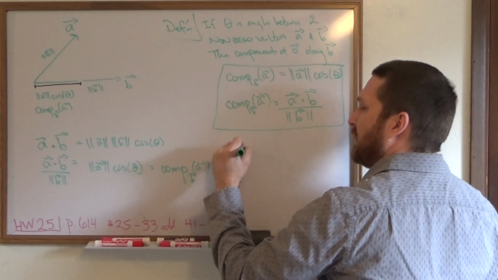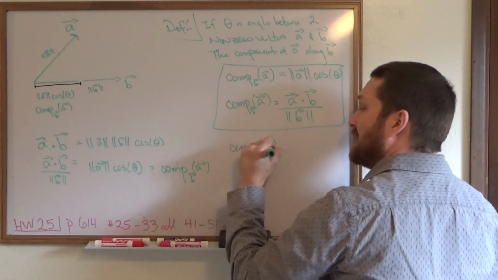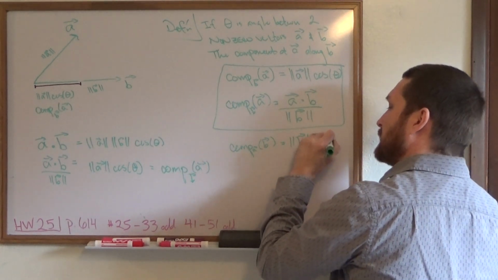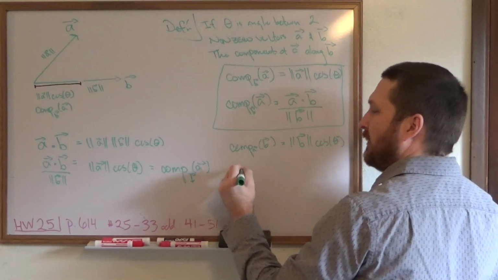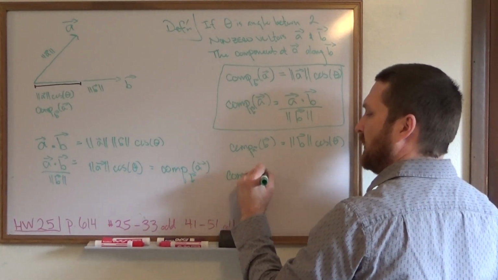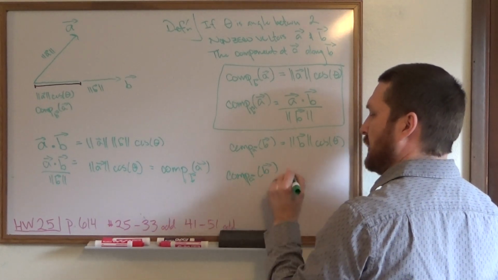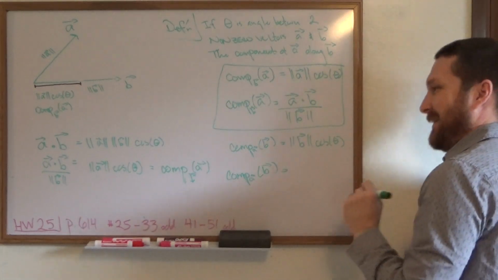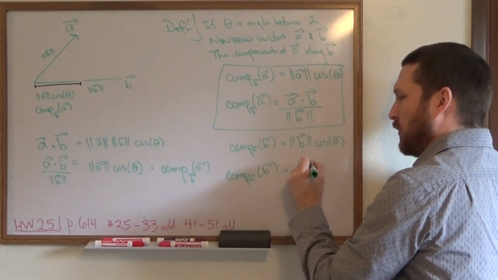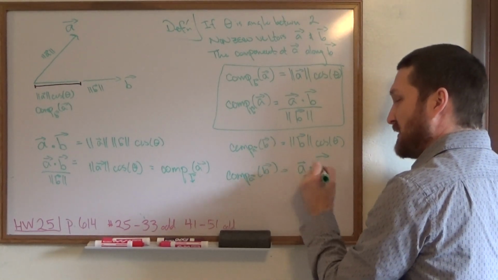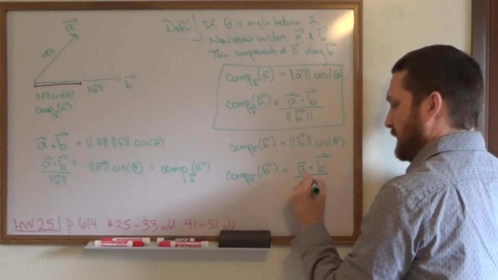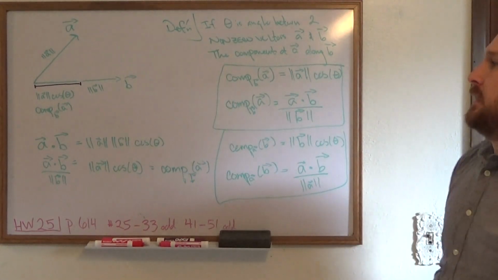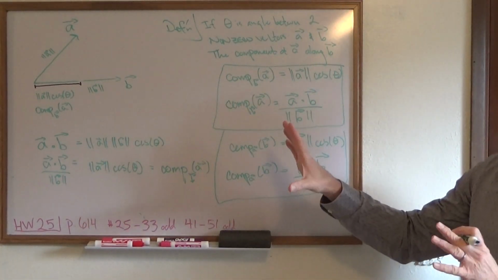So we already said that the component of B along A was equal to B cosine theta. But just looking at this formula, how can I change this up to give me the component of B along A? It's A dot B over the magnitude of A. There you go. There we go. So there's the geometric interpretation.